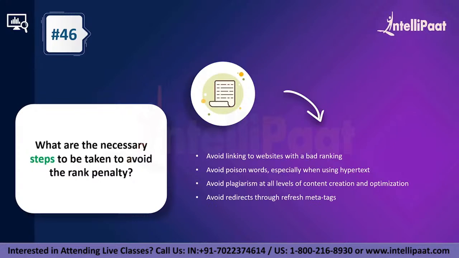You should stop linking yourself to another website which might have a bad ranking. Doing that will definitely help you rank better. Avoid using poison words. Avoid using catchy, clickbaity words whenever you're using hypertext. Make sure that there is zero plagiarism on all levels of content creation and content optimization as well. And one important thing is to make sure you do not redirect through refresh meta tags. This is a very important point. Points number 3 and 4 are probably the most important things that you should do to avoid a penalty. But yes, this is a very important question that will definitely be asked, in my opinion. So have these 4 points as the foundation to approach and answer it.